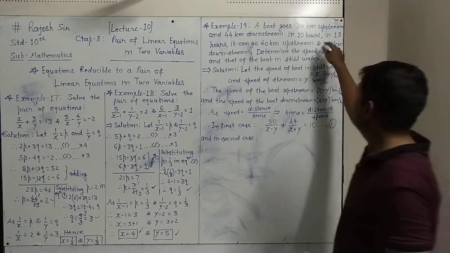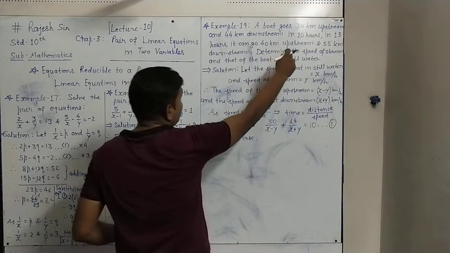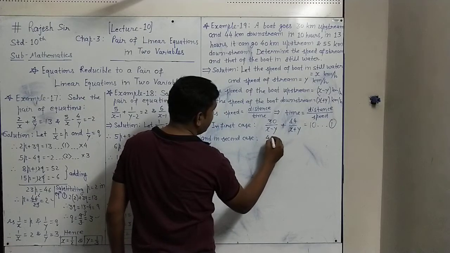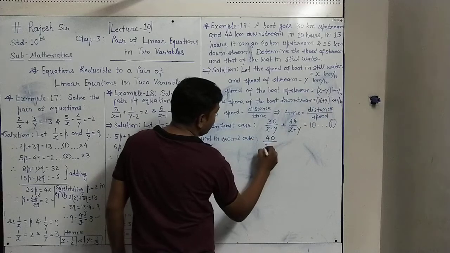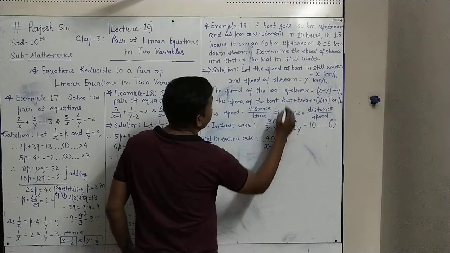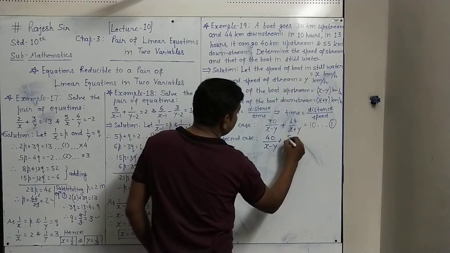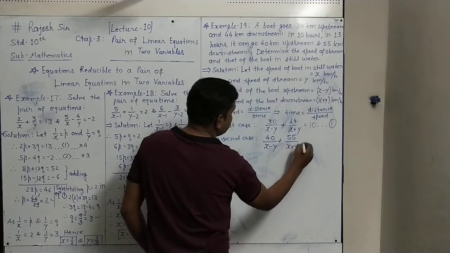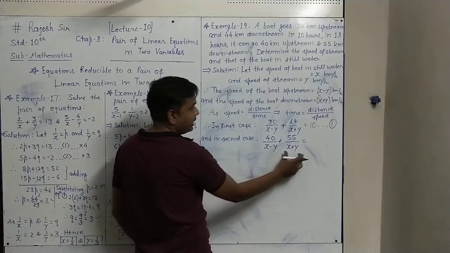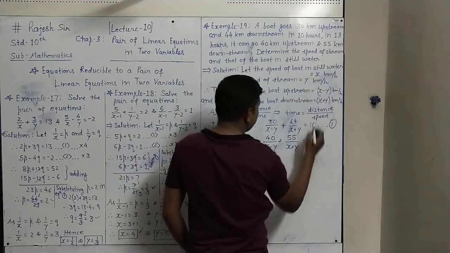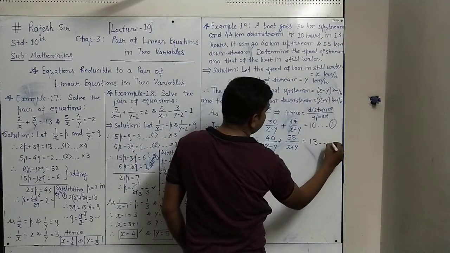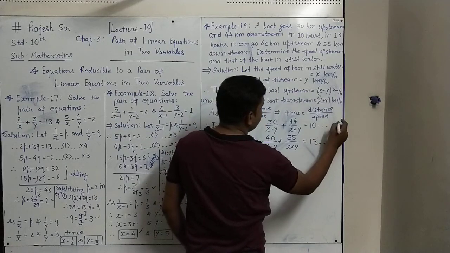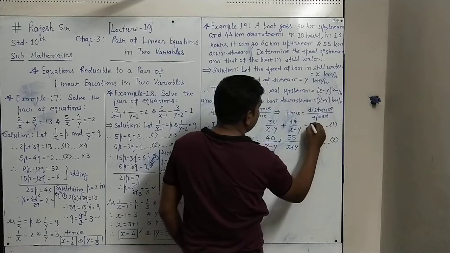Similarly, in the second case, in 13 hours it can go 40 km upstream, where the upstream speed is x minus y, plus 55 km downstream, 55 upon downstream speed x plus y. This is the total time of going upstream and downstream, equal to 13 hours as given. So that 13 I will write here. This is equation number 2. So this way I got 2 equations. Now what to do?